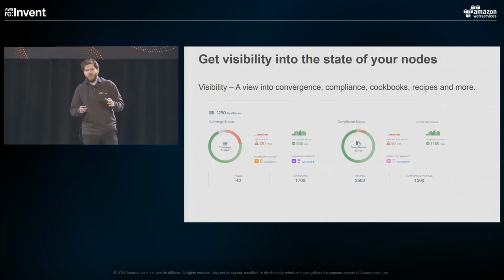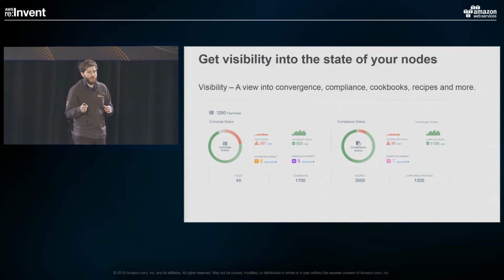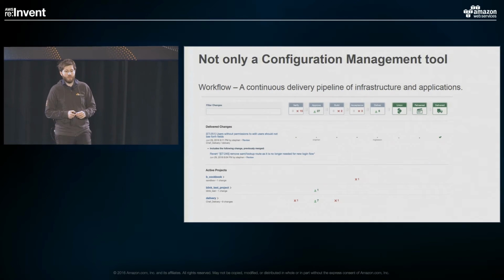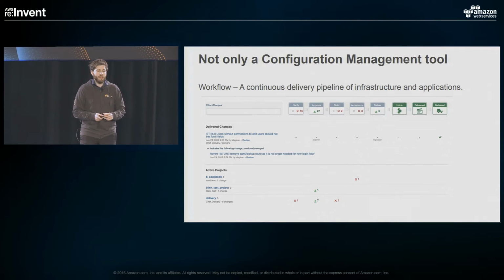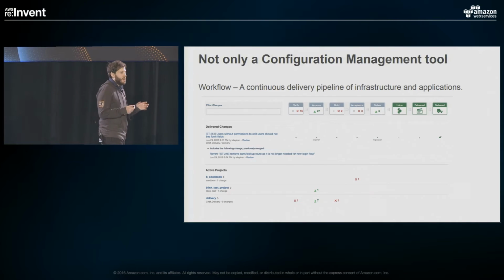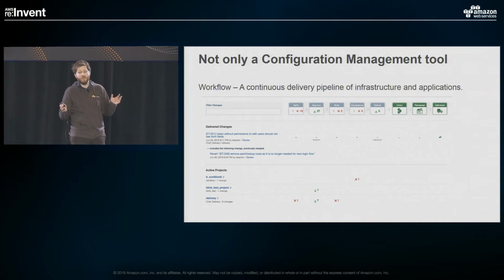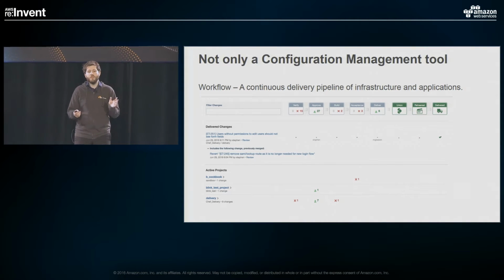I also mentioned before that Chef is not only a configuration management solution, but it's a lot more. Chef Automate is an automation suite, and it uses tools like Chef Workflow. Chef Workflow is a continuous delivery pipeline of both infrastructure and applications, and you can use it to move a change in your host or application configuration from a developer's desktop all the way up to production.